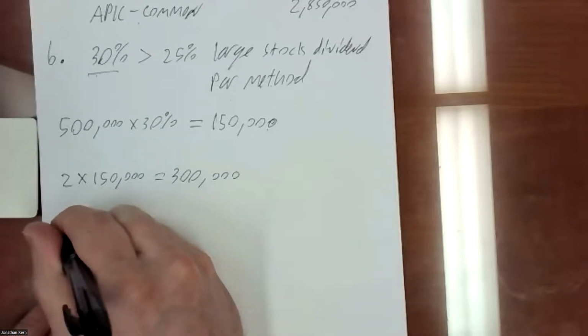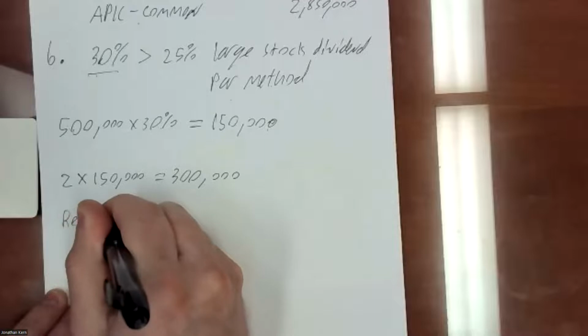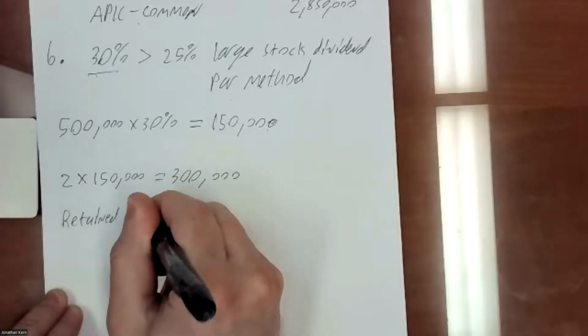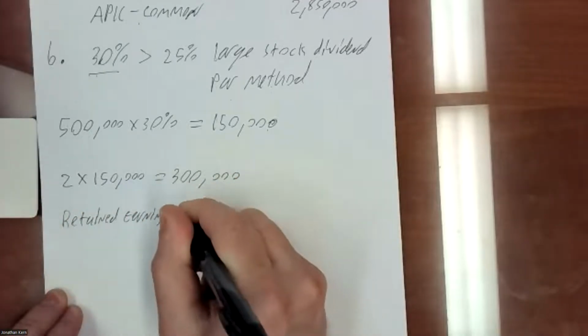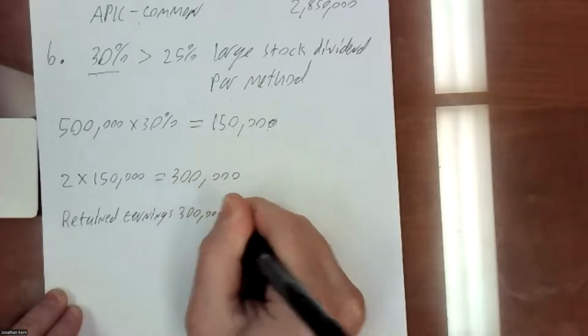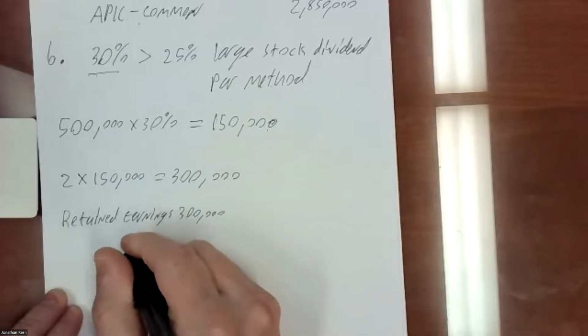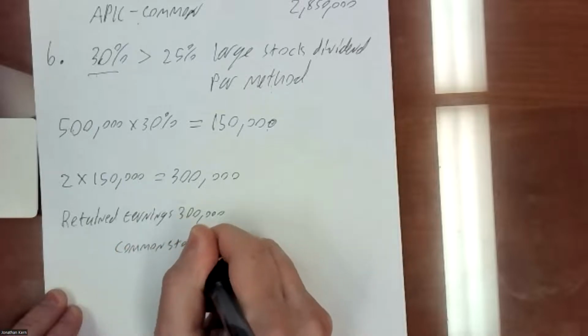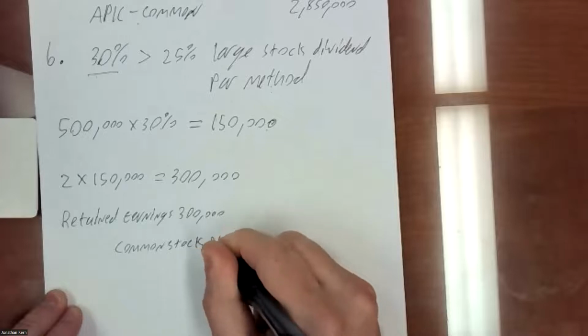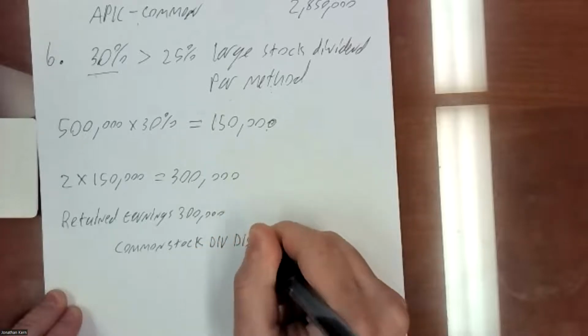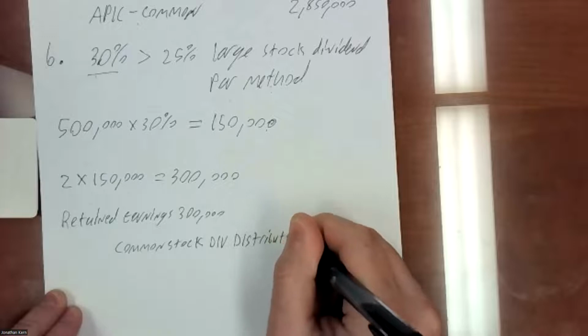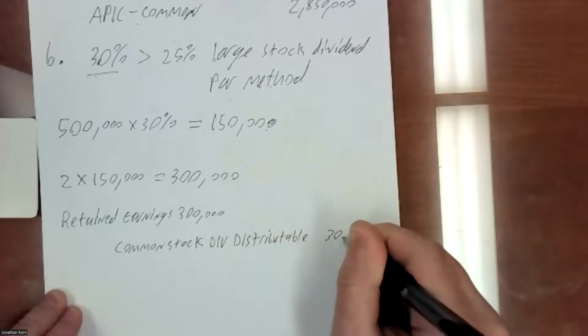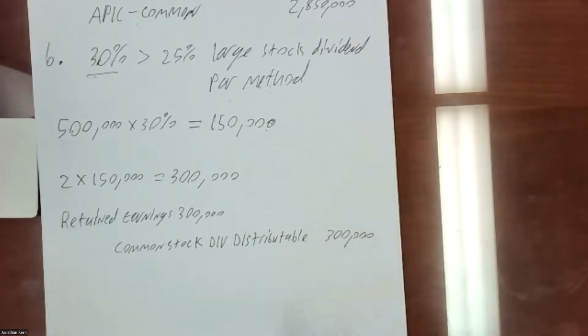Our journal entry would be a debit to retained earnings of 300,000 and a credit to common stock dividend distributable for $300,000. And that would be our answer to B.